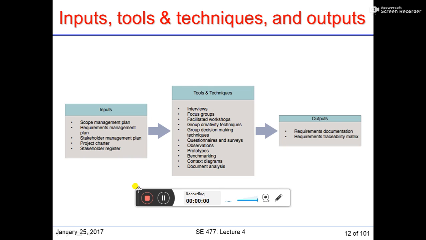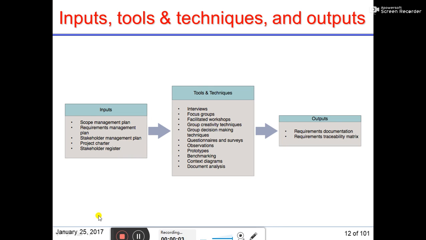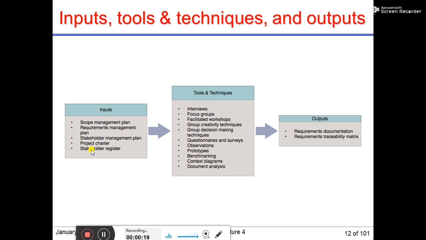Hello student, I am starting from the last video. We are discussing project scope management. Here you can see the diagram of project scope management. What are the inputs required? The inputs are the scope management plan, requirement management plan, stakeholder management plan, project charter, and stakeholder register.